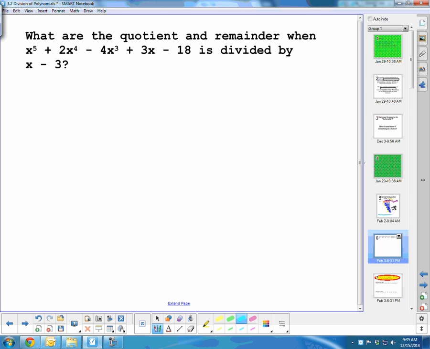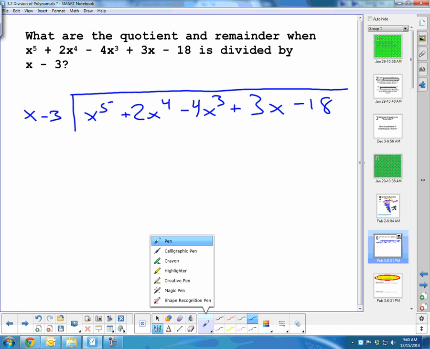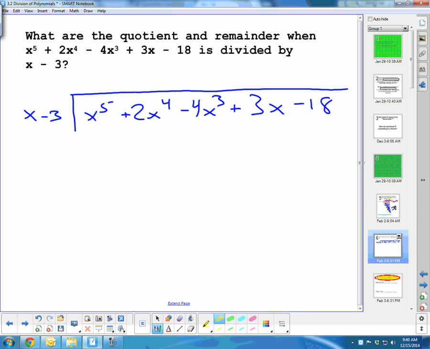when this fifth degree polynomial is divided by x minus 3. So we're going to set it up much the same way. I'm going to have my x minus 3, and I am going to divide x to the fifth plus 2x to the fourth minus 4x cubed plus 3x minus 18 by that x minus 3. And it's going to be the same idea, except in the last problem where I kept referring to digits, now I'm going to refer to terms.